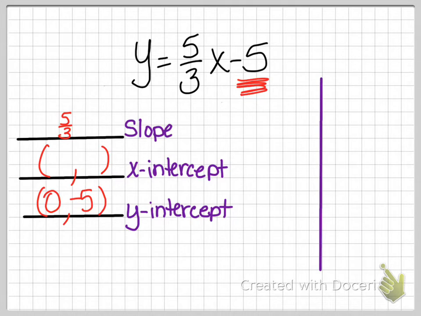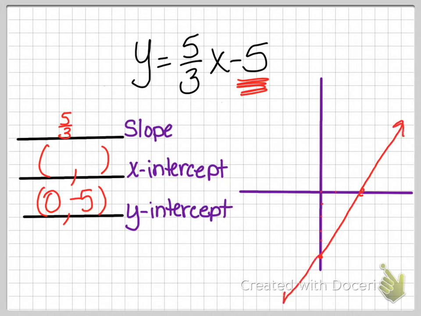Let's see. I'm going to graph it on here. So I'm going to go down 1, 2, 3, 4, 5. It's right here. And then 1, 2, 3, 4, 5, 1, 2, 3. So if I were to graph it on my calculator, this is what I would see. So I can see my y-intercept and I can see my x-intercept.